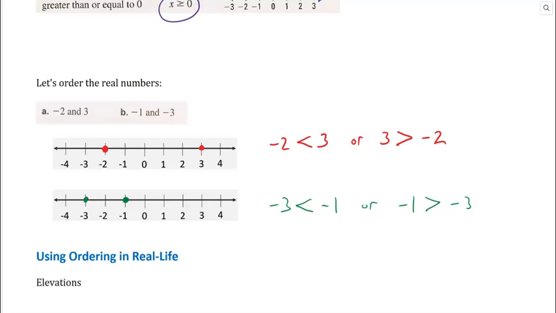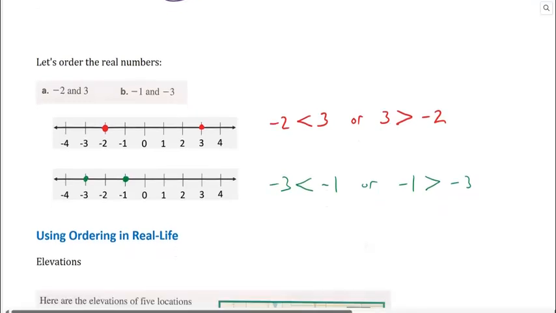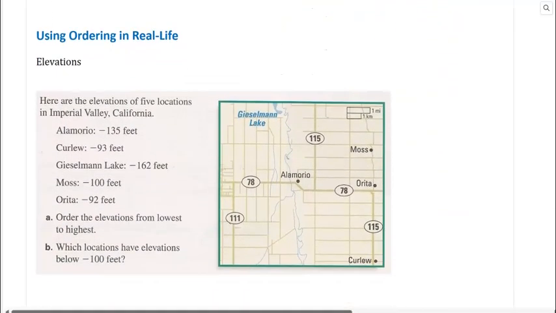Now, how do we use ordering real numbers in real life? Well, let's have a look. Here we have some elevations of places. Here are elevations of 5 locations in Imperial Valley, California. And so let's see that Alamorio is at -135 feet, so it is 135 feet below sea level. Curlew, down here at the bottom, Curlew is at -93 feet, so that's 93 feet below sea level.